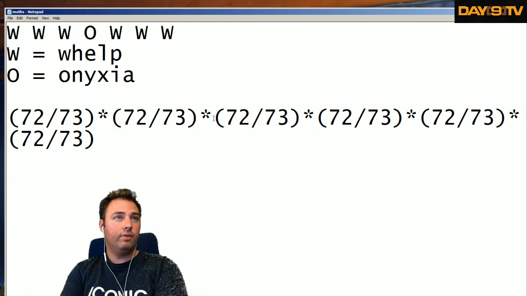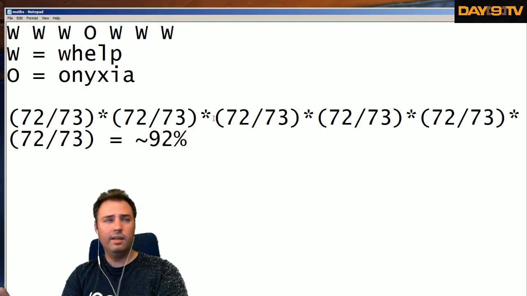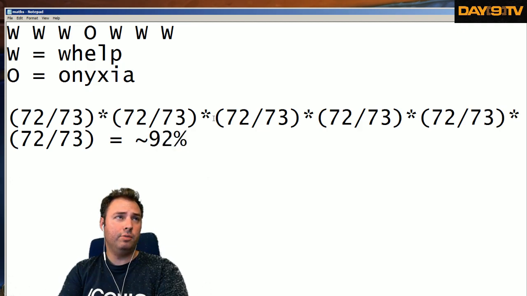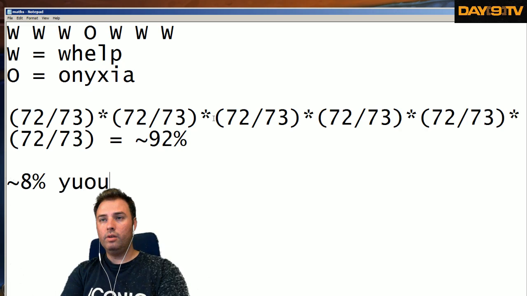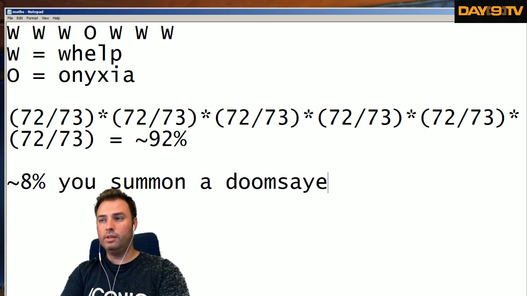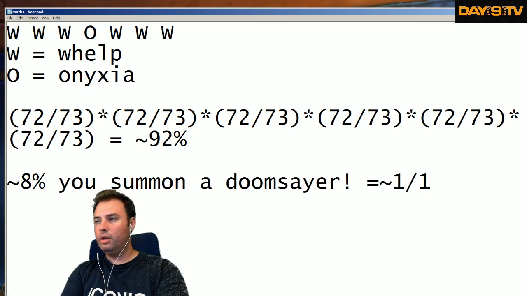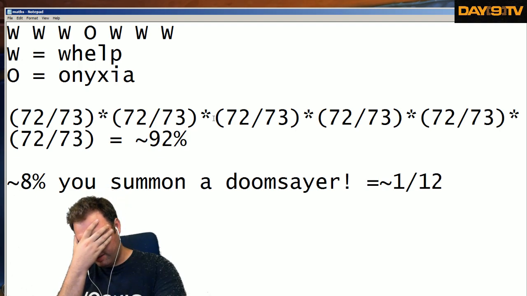What's this chance? It equals approximately, what is it, like 92%. 92% of the time you don't have a Doomsayer, or in other words, about 8% of the time you summon a Doomsayer, which is, I think, 1 out of 12-ish. Did I do my math right? Yeah, that sounds right.